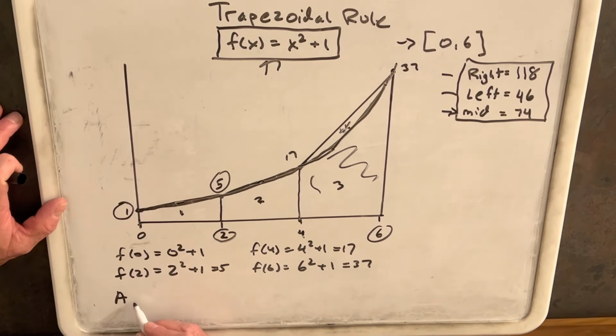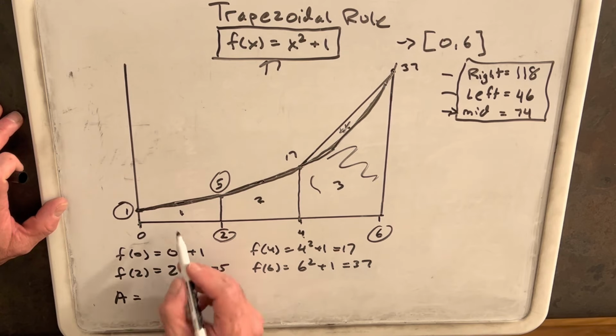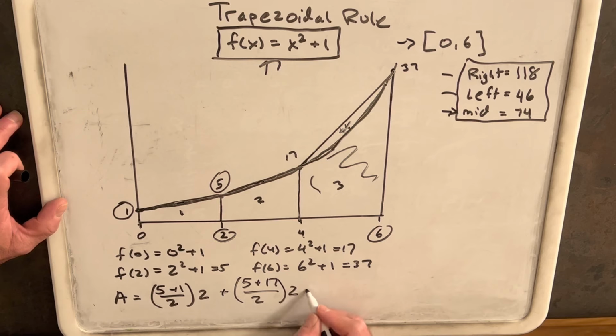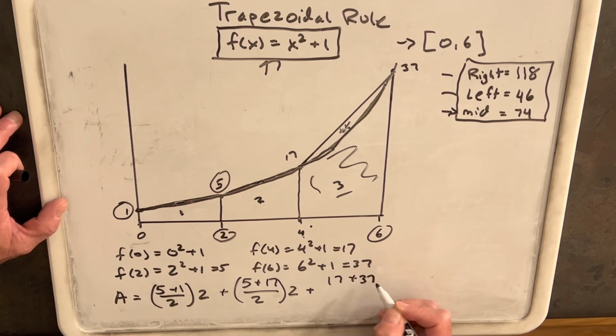The area of the first piece is going to be 5 plus 1 over 2 times the width of 2. We'll calculate at the end, and just write down what we've done here. In this one, it's going to be 5 plus 17, the two heights, divided by 2, and the width is going to be 2 in each of these. We get a standard width for our intervals or subdivisions. Then in this last third region, the heights are 17 and 37, so we'll take the average of those two times the width of 2.